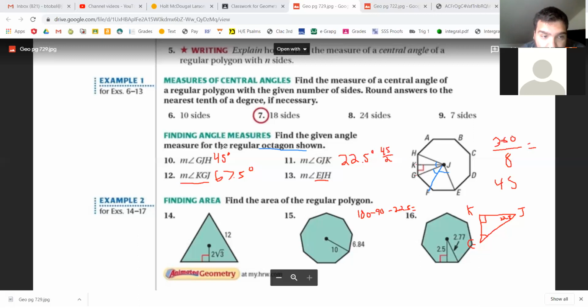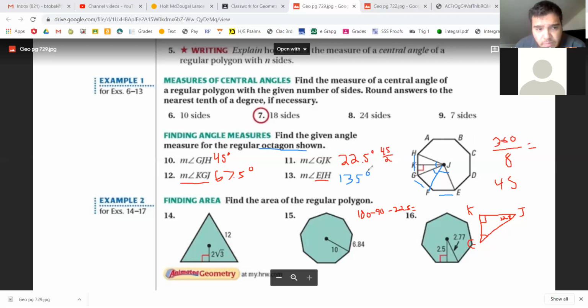So we do 45 plus another 45, plus another 45, because we have one side, two sides, three sides. So you could do 45 plus 45 plus 45, or just 45 times 3. And that should give you 135. Because we have 3 sides we're talking about, we multiply one angle by 3.